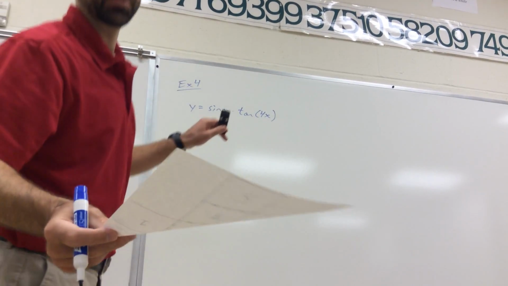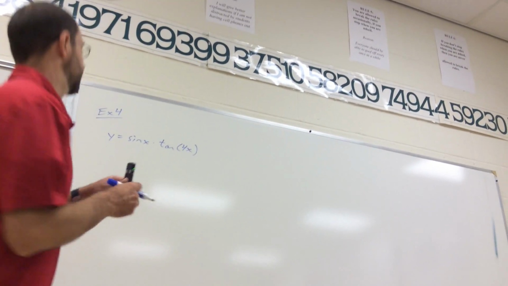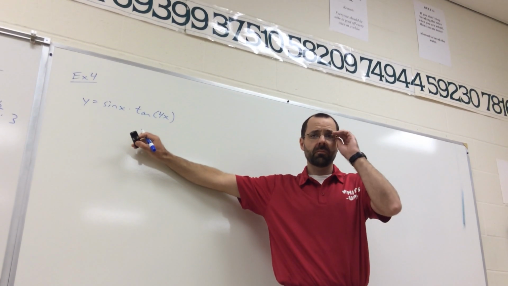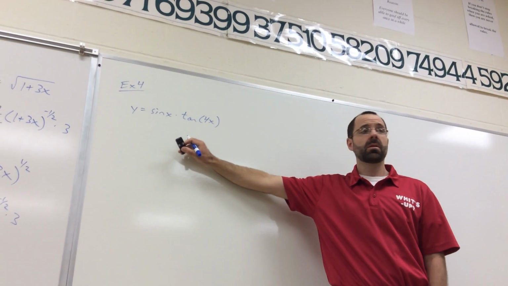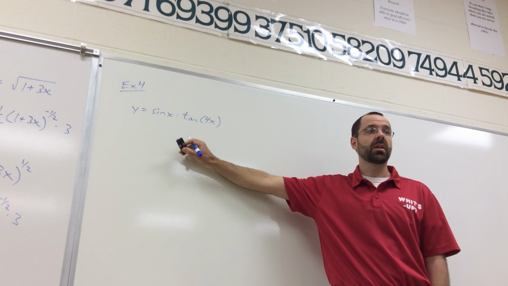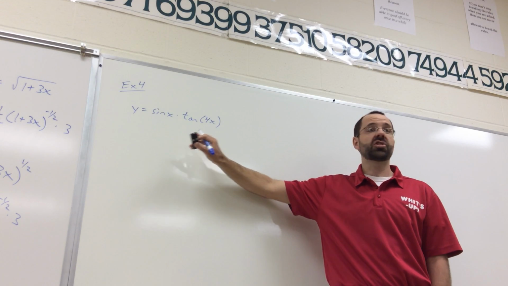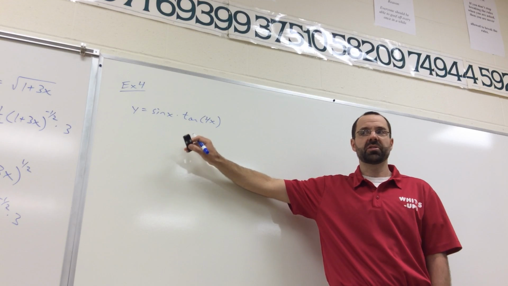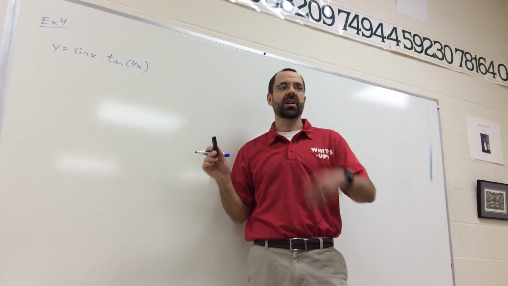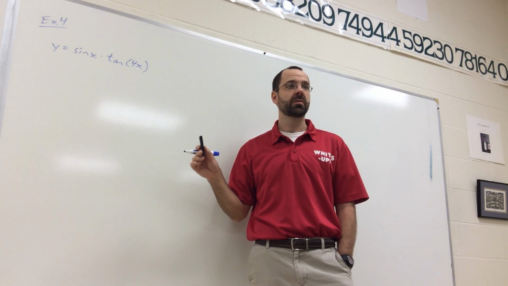Okay, so we have y equals the sine of x times the tangent of 4x. Okay, so this one is a mixture. Is there a chain rule in this problem? Is there a composition? Why, Elijah? What's being plugged in?